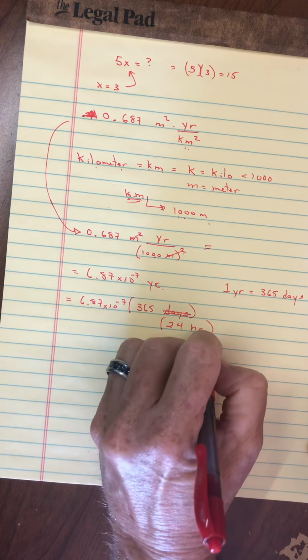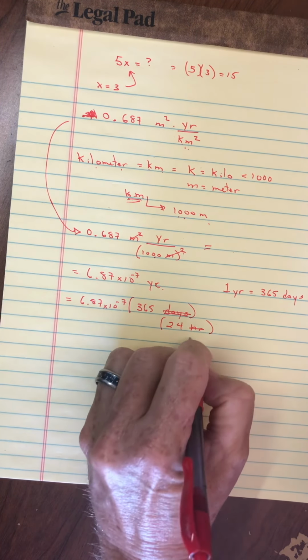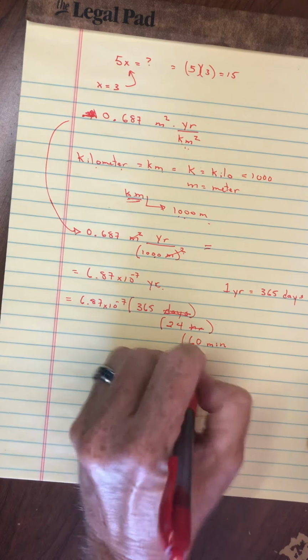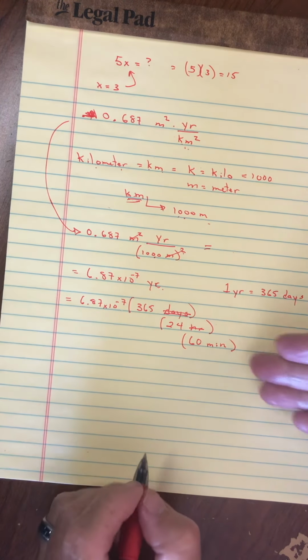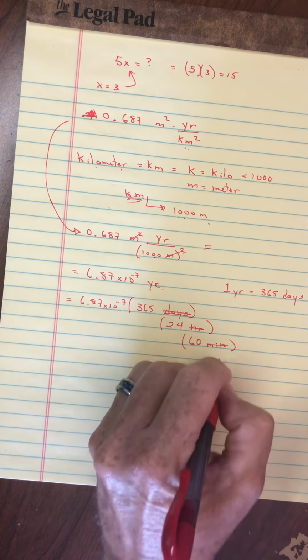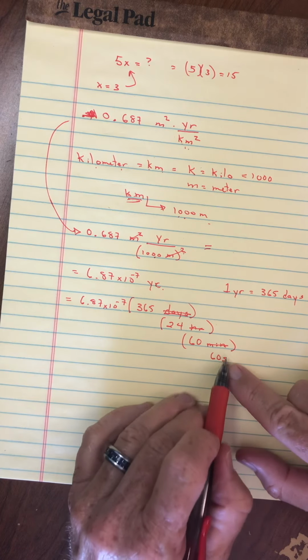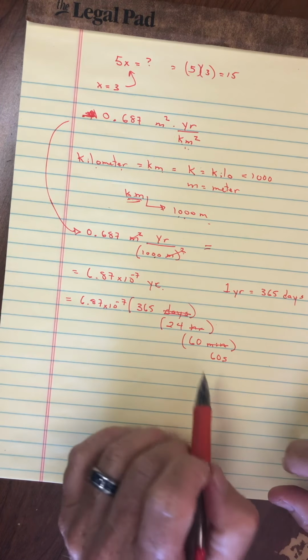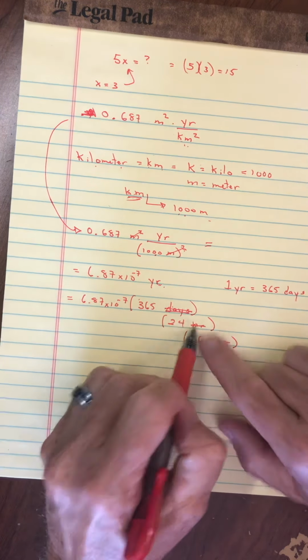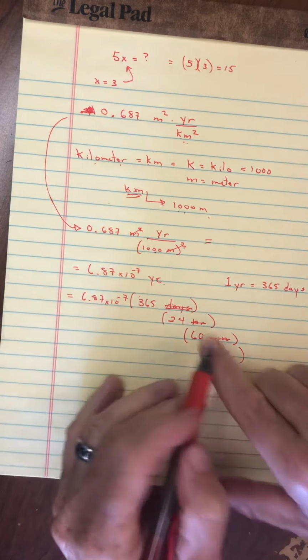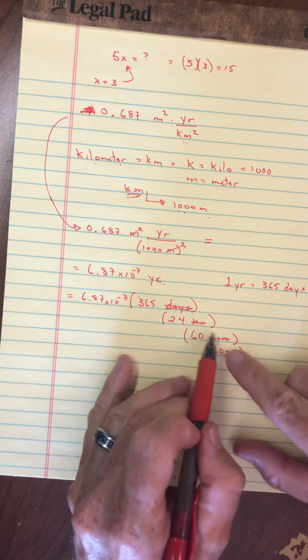What's an hour equal to? Direct substitution. 60 minutes. Well, what is a minute equal to? 60 seconds. So notice I'm substituting in for the unit each time. So the year becomes a day, the day becomes an hour, the hour becomes a minute, and the minute becomes a second. Now notice also I'm substituting in for the unit only, not the number.